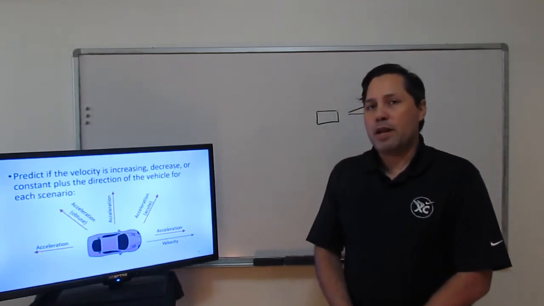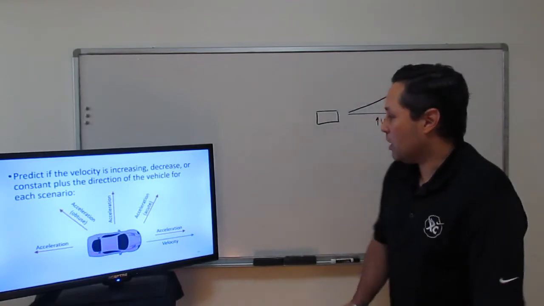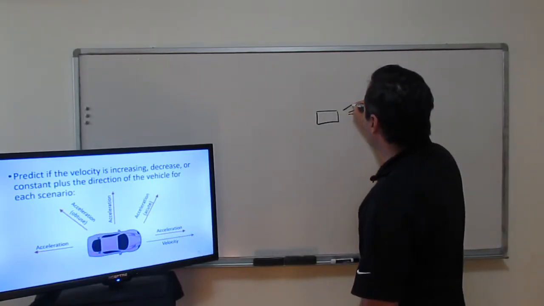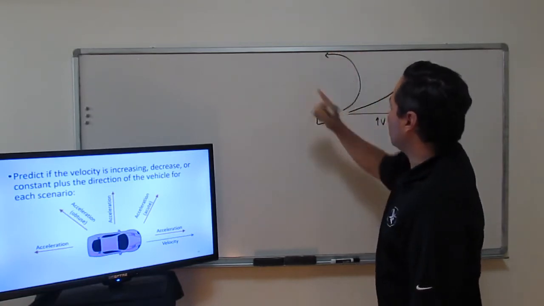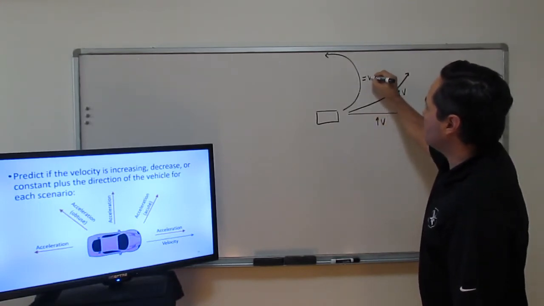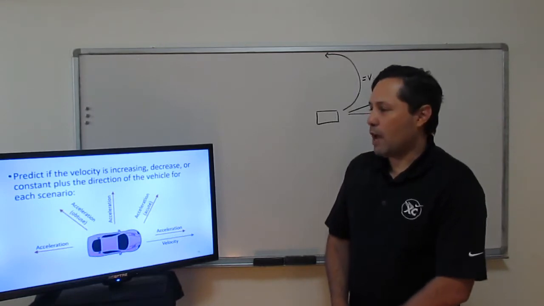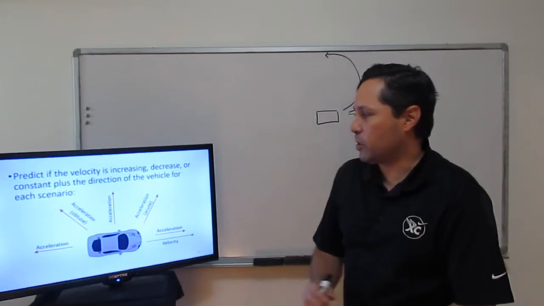Up next, what will happen if the acceleration is towards the center only and the velocity is still towards the right? The car will continue to travel at this constant velocity and it will eventually travel as a circle. This one will eventually make a circle as well, but here the velocity stays the same.